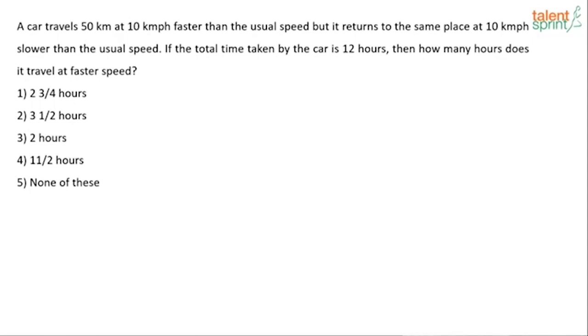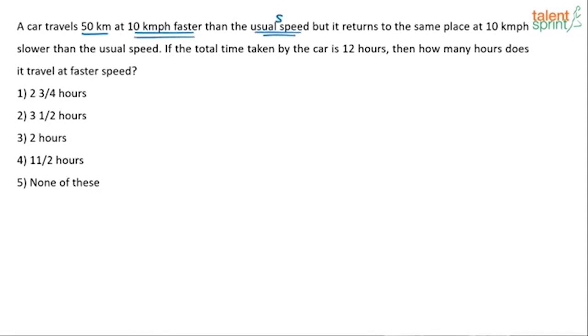Alright, Paul again has got the answer as 2 hours. Let's quickly check it out. Here's the question. A car travels 50 kilometers at 10 km per hour faster than the usual speed, but it returns to the same place at 10 km per hour slower than the usual speed. If the total time taken by the car is 12 hours, then how many hours does it travel at faster speed?